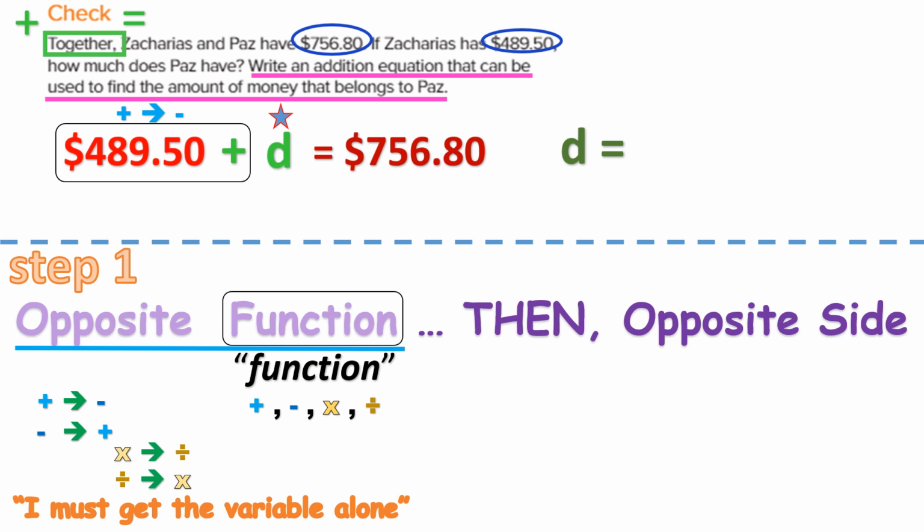Well, how do I do that? Well, that's the easy part. I'm just going to drop it underneath the number itself and show that I'm doing the opposite function, and that's going to be canceling them out. Because if I have a positive $489.50 and I take $489.50 from it, that's just going to leave me with zero. So that gives me my variable alone on the left-hand side of that equal sign. So that's my first step.